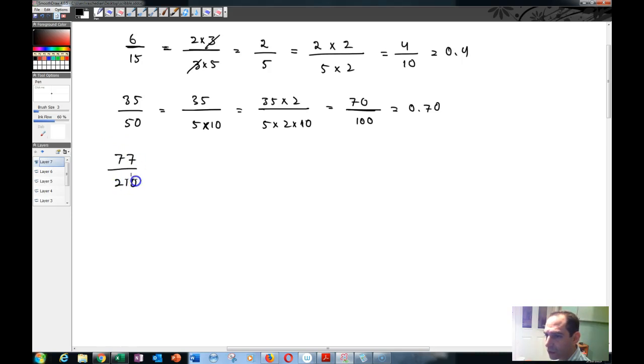Or if you have 77 over 210. 210 is the same thing as 3 times 7 times 10. Then you can simplify the 7 with the 77, and this 10 is okay, but you will have a 3 left over here, and this 3 you cannot eliminate with anything, so this cannot have a terminating decimal representation. So that's basically how you work with these numbers.